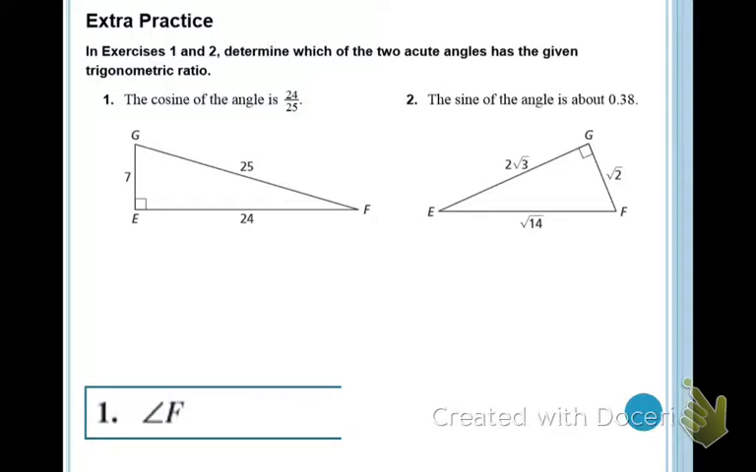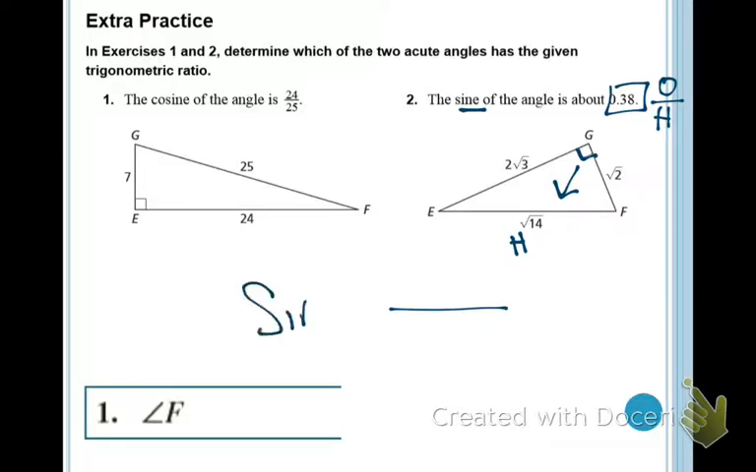The second is harder because you have a decimal instead, but it says we're using sine. Sine is what side over what side? Opposite over hypotenuse. So which side is the hypotenuse here? 14. The square root of 14 is the hypotenuse. So, what I would do is find sine of, let's say, E. So we're coming from the perspective of angle E.